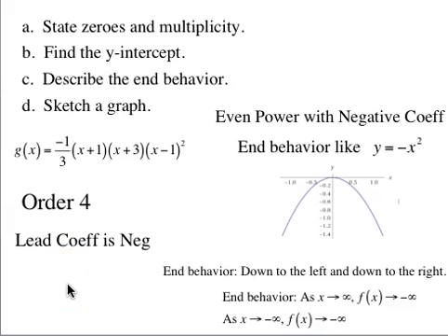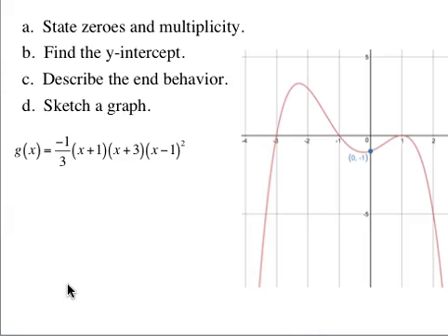So we have our zeros with their multiplicity, we have our y-intercept, we have our end behavior. So it's going to bounce at 1, pierce at negative 1, pierce at negative 3. So there's your y-intercept at 0, negative 1 there. It's bouncing at 1, piercing at negative 3, piercing at negative 1. Notice down to the left, down to the right. So this is a graph of what that function will look like.